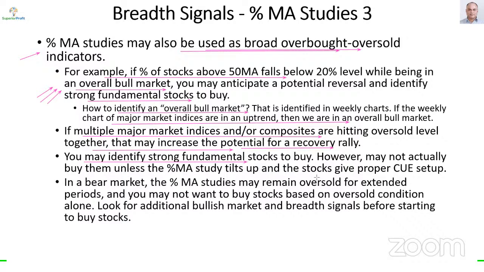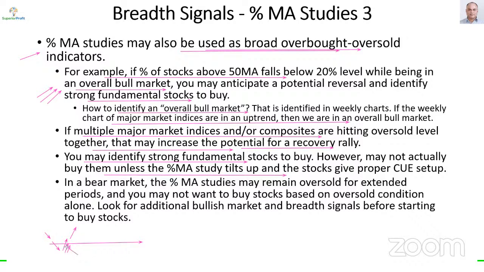However, when we have oversold condition, you may not actually buy them unless the percentage MA studies tilt up, meaning we don't catch a falling knife. Percentage MA study might have hit the 20% level, just like is true for individual stocks. You will notice none of the Q buy setups, bounce, box, headwind, pullback, flow, none of them tries to catch a falling knife. They always wait for a move up, but at the optimal location, not after it has already moved up.